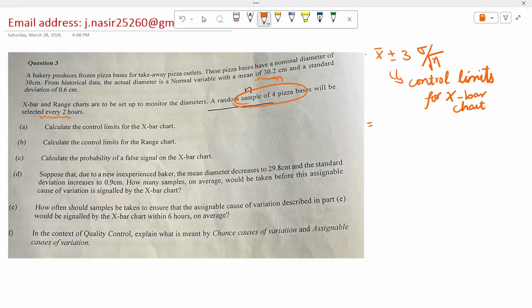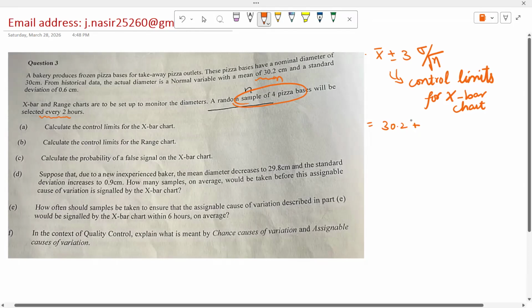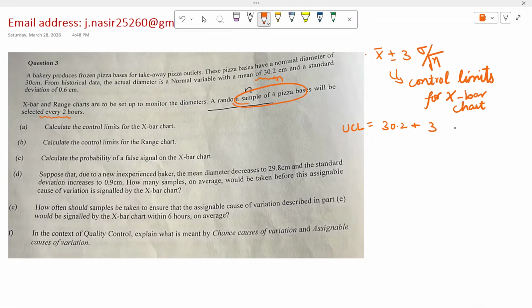And I'm plugging in the values. I'm not doing the complete calculation. My X bar is 30.2. For the UCL, it would be plus, and for the lower control limit, it would be minus, right? For the UCL, it would be plus 3 times my standard deviation, 0.6, divided by root 4. And for the LCL, this would be 30.2 minus 3 times 0.6 divided by root 4. So that would give me my LCL. And this gives the control limits for the X bar chart.